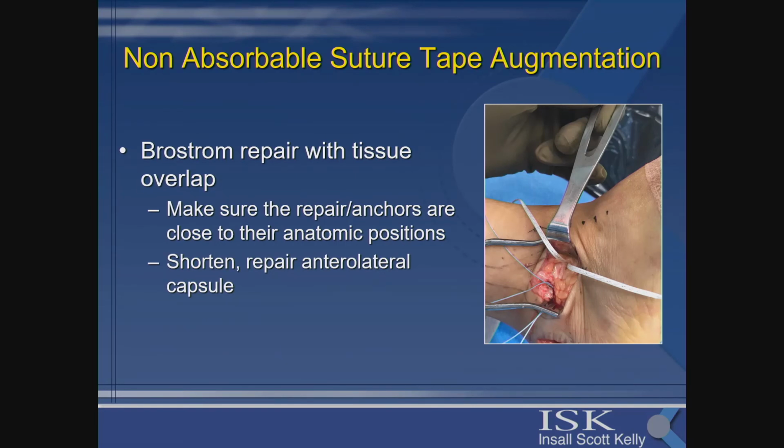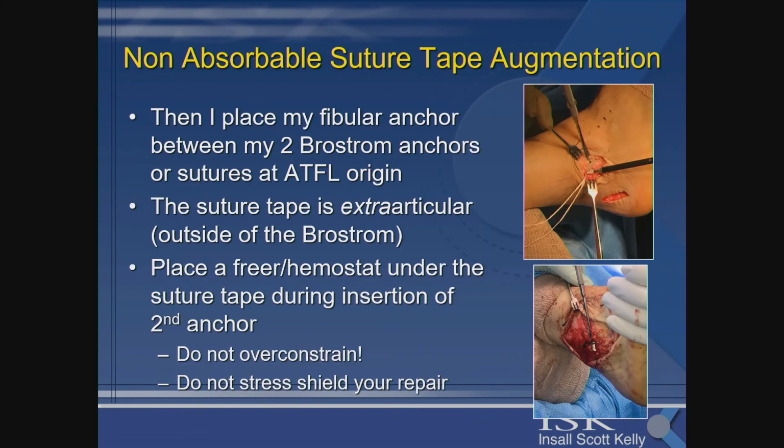You do your Brostrom repair, and you can see on the top part of that picture the white sutures from the internal brace, which are anchored in the talus first. Then you lay it over your repair. I do an extracapsular repair, so I insert it into the fibula once it's done, between my two anchors on the fibula. I place that Freer elevator, which you can see there, under the internal brace so that I don't over-constrain it. If you over-constrain it, you're going to stress shield your repair and interfere with the natural maturation of the ligaments for the repair.